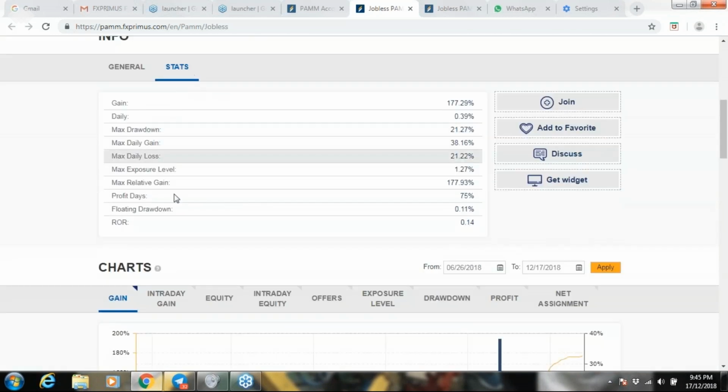This is our statistics for the overall. Our gain is 177. Our daily gain is not too much, only 0.39%. Our maximum drawdown is 21%. Maximum daily gain 38%. Maximum daily loss 21%. Exposure level 1.27%. Our relative gain is 177. Profit days are about 75%. Our floating drawdown is very small, 0.11%. ROR 0.14. All right, we go to the next.